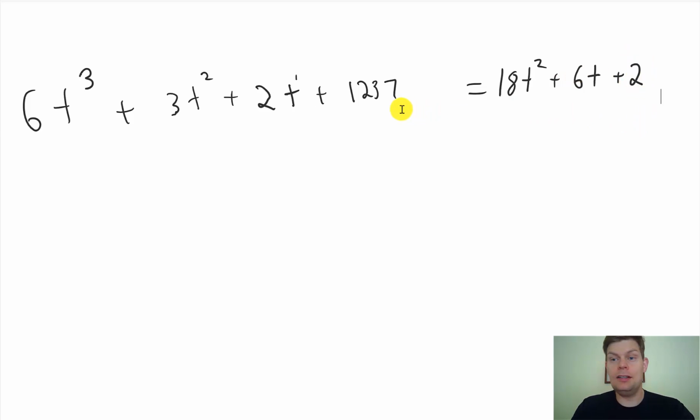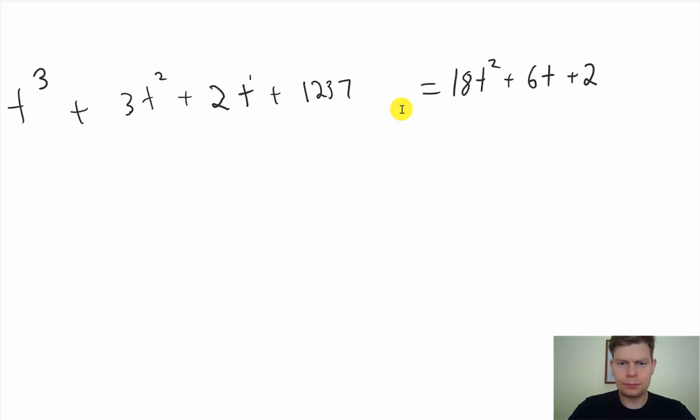And for the next guy, this is secretly being multiplied by 1, which is just t to the 0, right? So what's our coefficient going to be? It'd be 1,237 times 0 to find our new coefficient. So this isn't a factor.